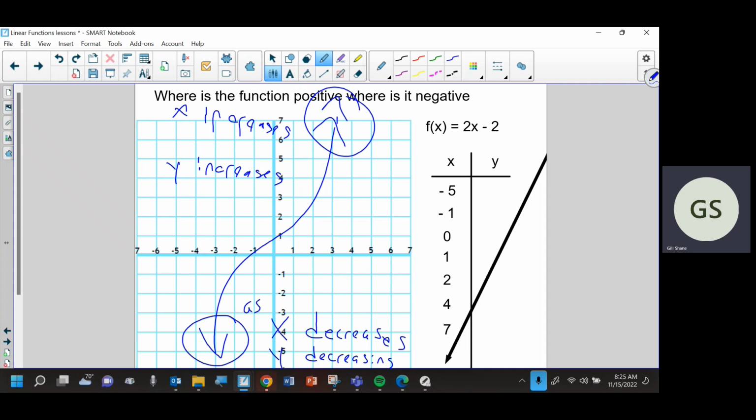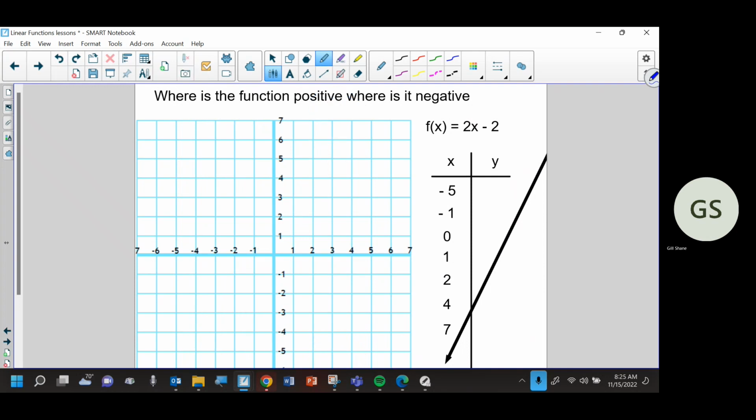You have to look as I'm going left, is that arrow, and if the arrow is going like that and it looks sideways, it's decreasing. Even though it's barely getting lower, it is getting lower as we go left.